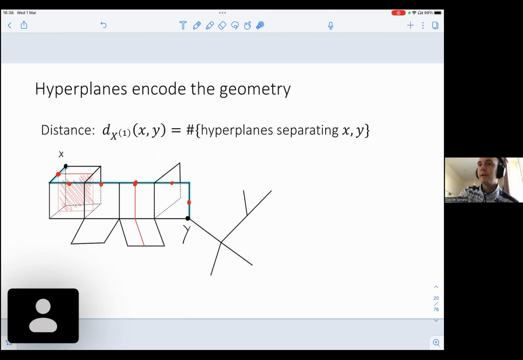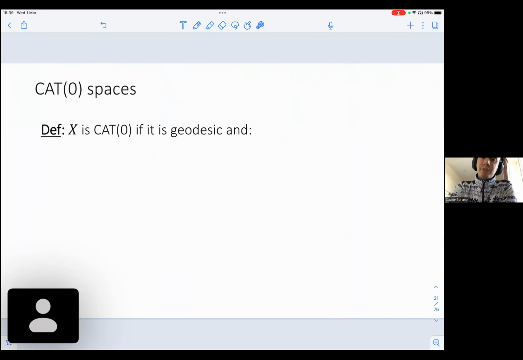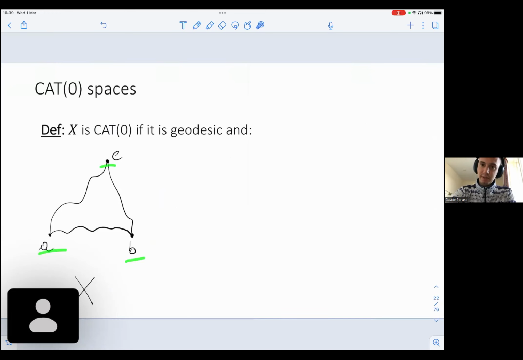Right. And now let me tell you, I told you about Cat0 cube complexes and hyperplanes, and now I'll tell you about Cat0 spaces. So this is a more general definition. A metric space X is said to be Cat0 if it is geodesic, meaning that between any 2 points there exists a unique shortest path connecting them, and the following holds. So now if I take any 3 points, A, B, and C, in X, my Cat0 space, I know that there are geodesics between them because this is the assumption.